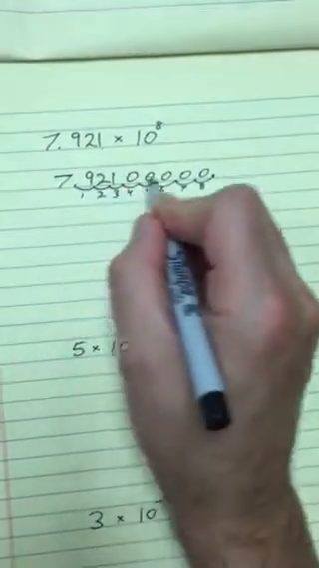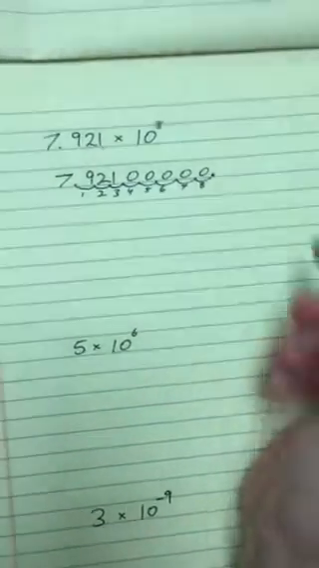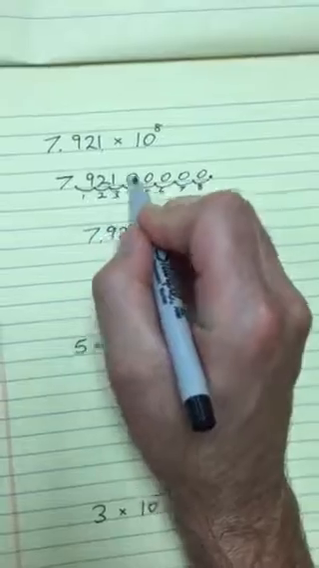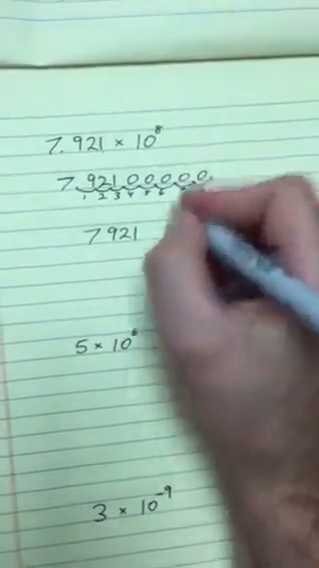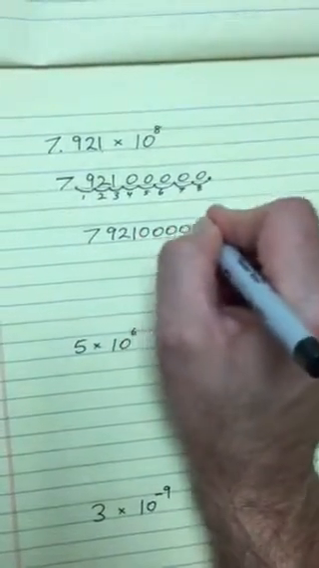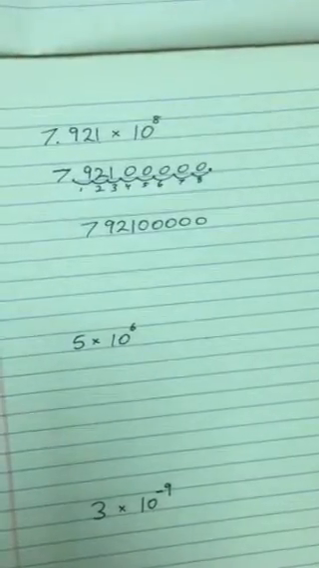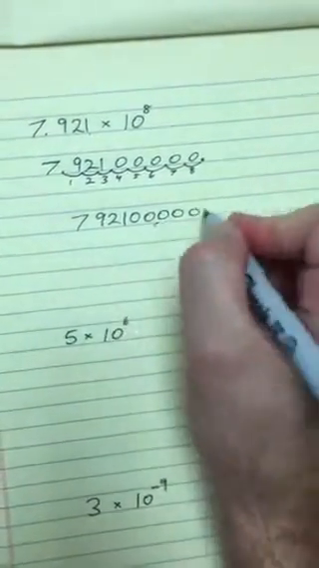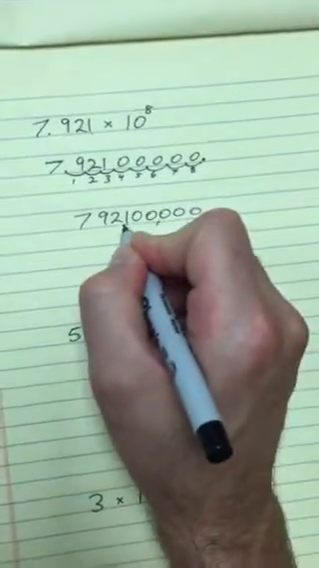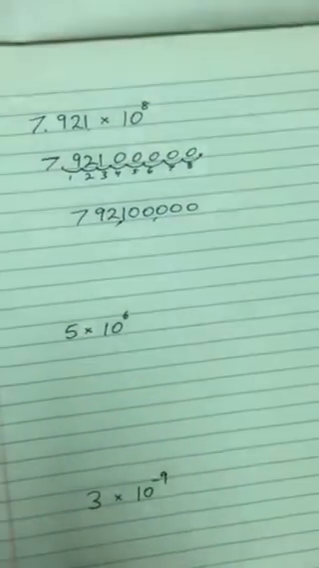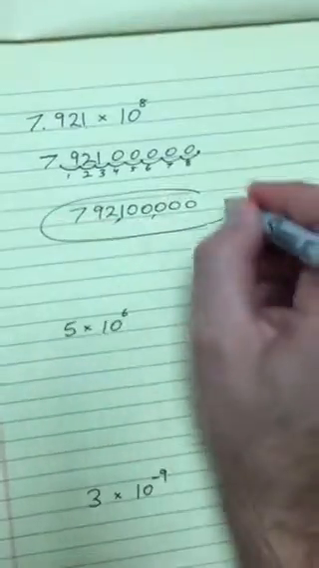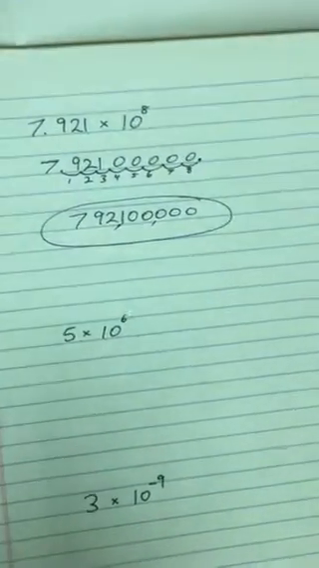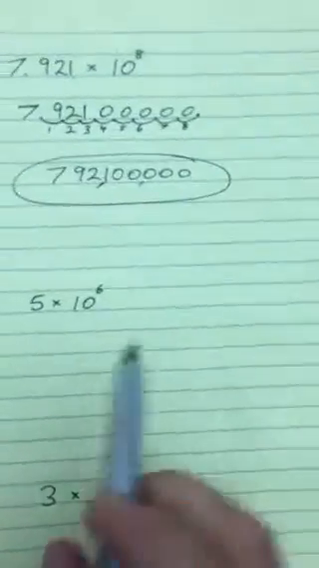Then I just write all of this before the decimal point. 7, 9, 2, 1, and then 1, 2, 3, 4, 5 zeros. If I want to be classy, I can add in some commas. 1, 2, 3, comma, 1, 2, 3, comma, 1, 2, 3. And that is the answer for changing a positive exponent of 10.